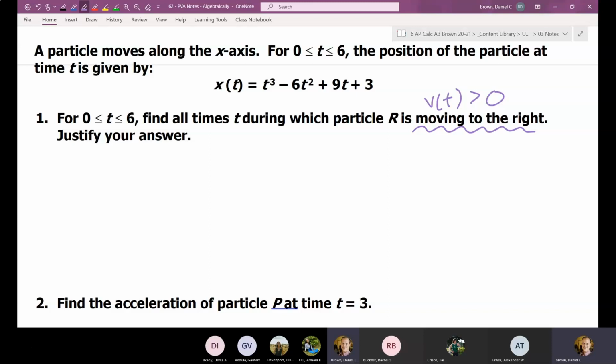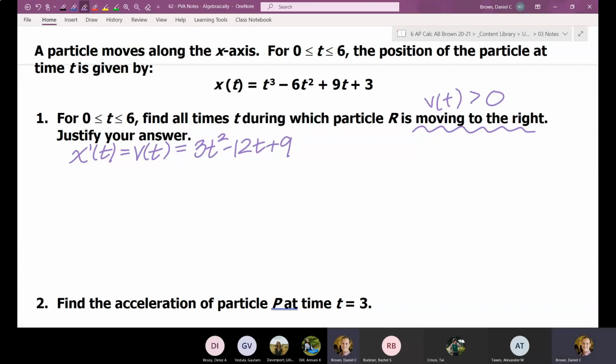First, find the derivative, right? So we need to find the velocity. Well, we know that the derivative of position, which I've called x of t in this problem, the derivative of position is velocity, big calculus fact that we have. So I can go ahead and find my velocity equation, that becomes 3t squared minus 12t plus 9. 3 is a constant, and it goes equal to 0.